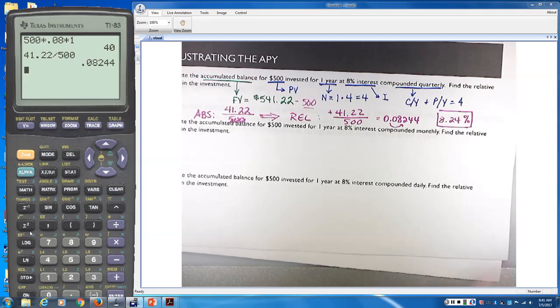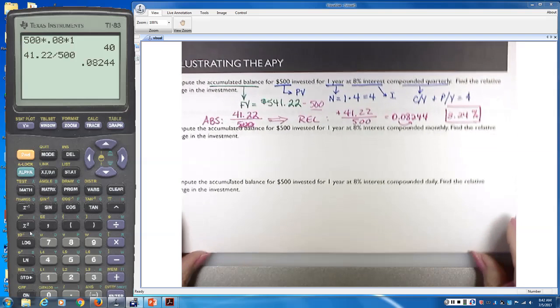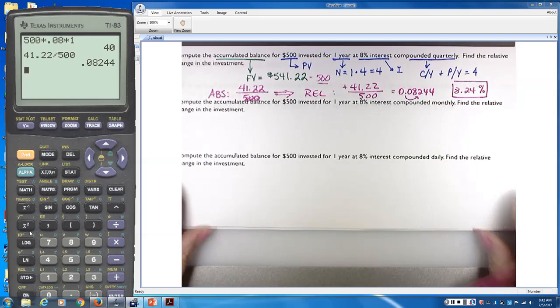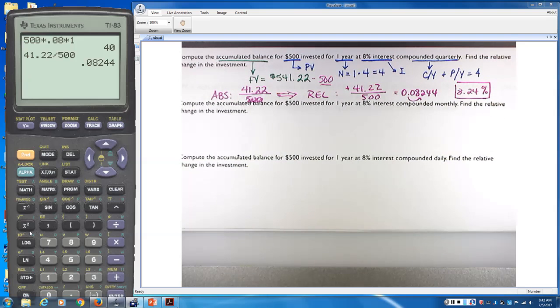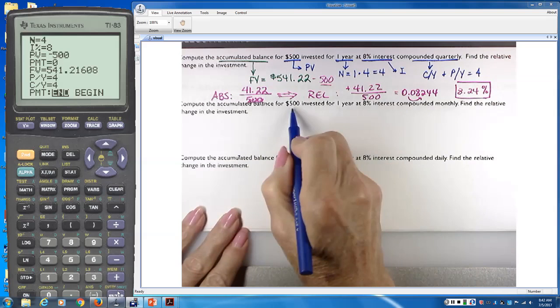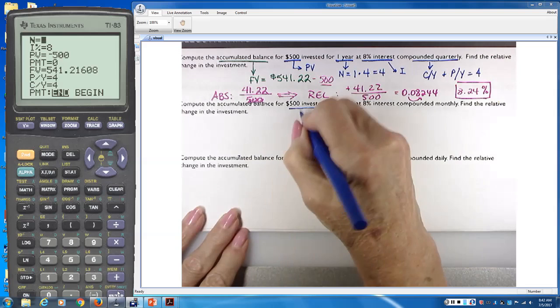What do you think is going to happen if we compound more often than quarterly? You're going to get a little bit more money, which means that your relative change in the investment is going to be a little bit larger a percent, right? So again, go to our finance menu, and the only thing that's going to change here, 500 remains the same. That's still your present value.